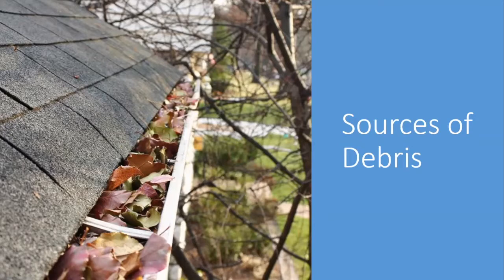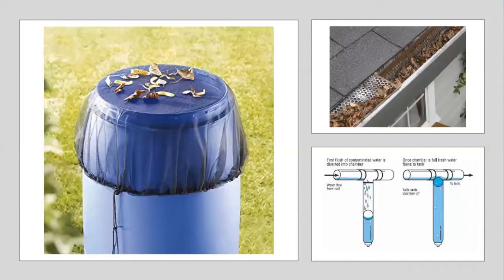They're notoriously good at clogging up screens and filters. So trying to avoid leaves in the gutter is going to be important. You'll definitely want to clean them out before you install your rain barrel. There are some things you can do though, because you're never going to be able to control all the sediment and leaves upstream of your rain barrel. You can do a couple of different things.